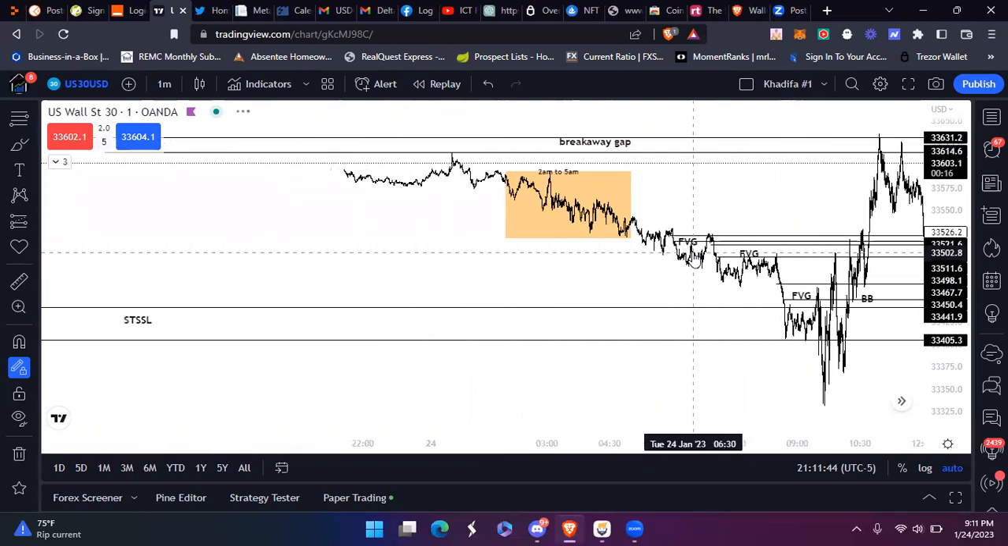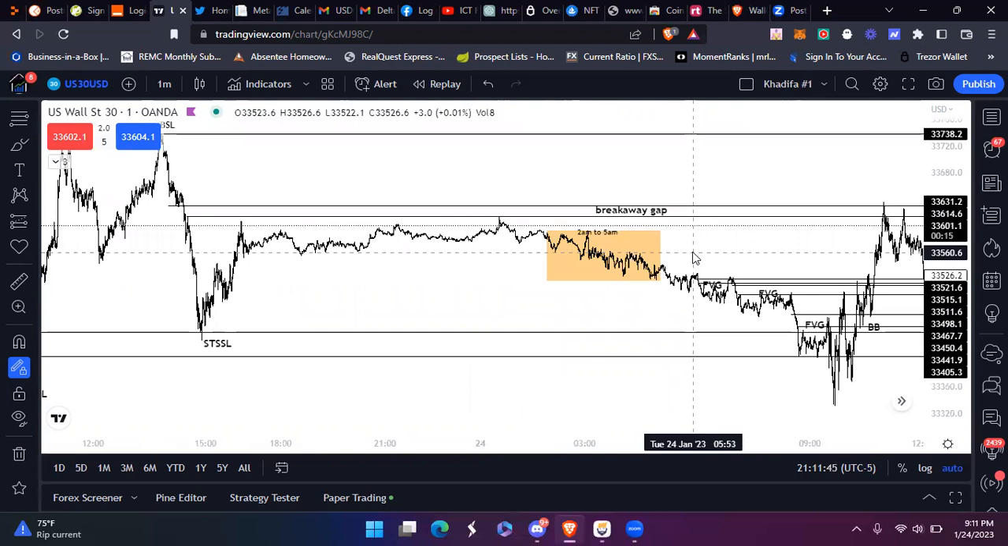So that's how I approach the day. That's how I decide how I'm taking my trades, targeting those areas of buy side, short term liquidity areas, and just following price action. So I hope this demonstration was helpful for you guys.